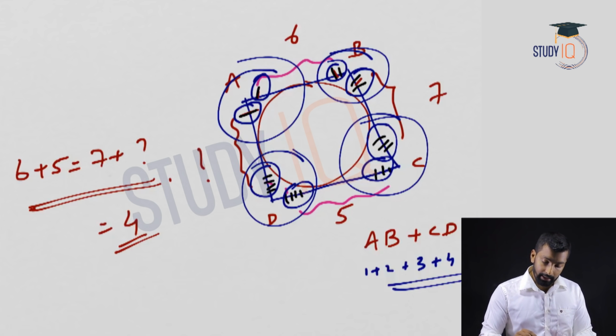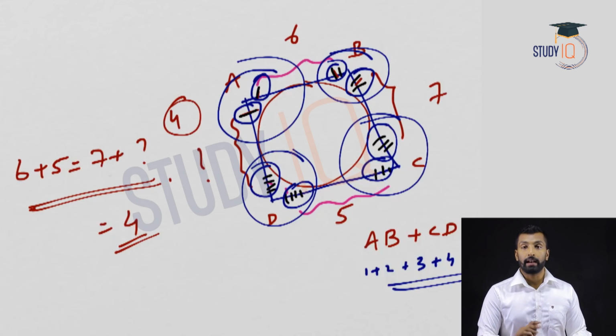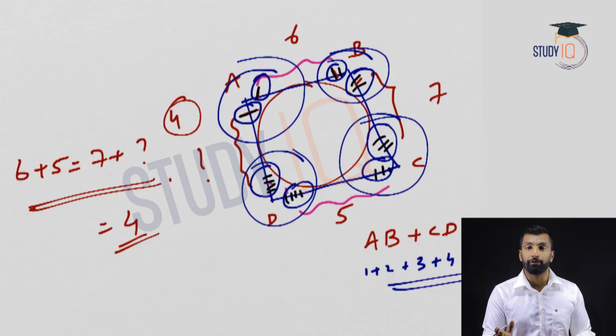So what will be this side? This side will be 4. And how did you get it? From the property that we have learned. I hope this is clear for all of you. So for 1 point outside the circle, you can think of a kite or you can think of a right angle triangle, depending on the question.